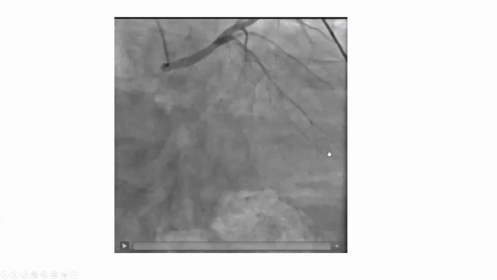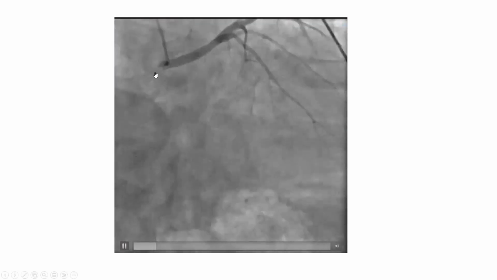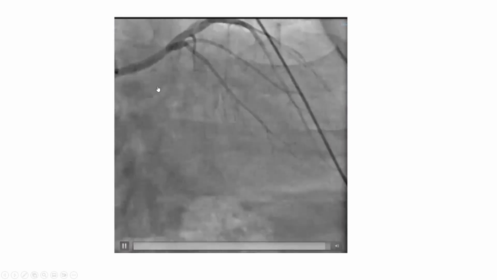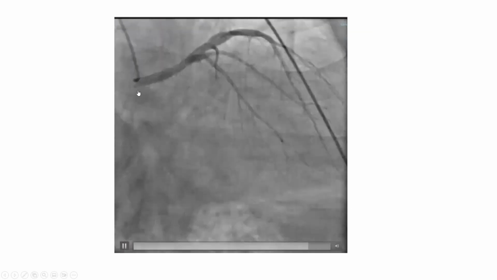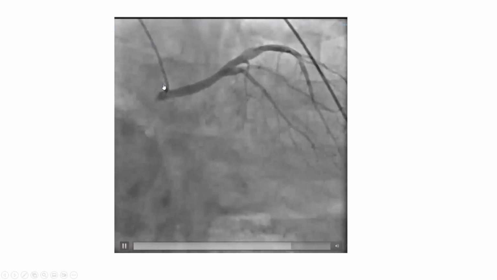What are the possibilities here? Where is that circumflex coming from? There are four possibilities. One, it's coming from the left cusp, but it has a very separate ostium. That's possible. Usually when this is the case, the separate ostium is very close to the LAD ostium, so much so that some of the non-selective contrast spill will show you a hazy filling of a circumflex. I don't see any here.